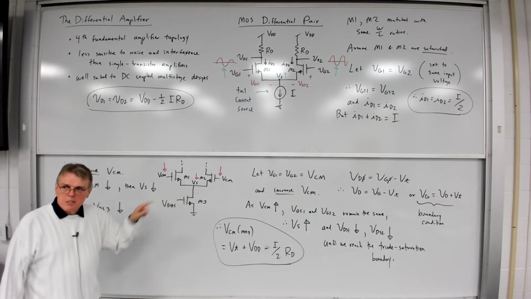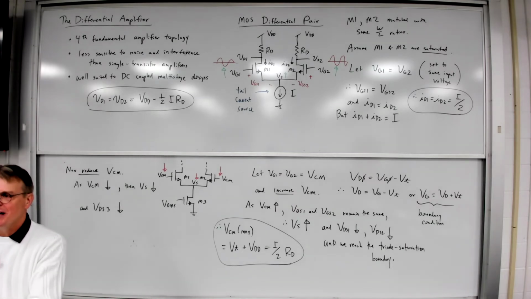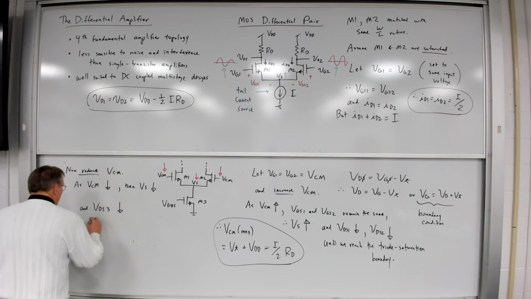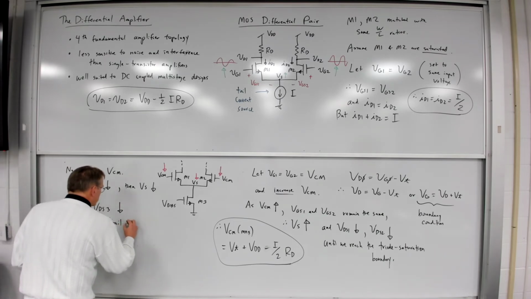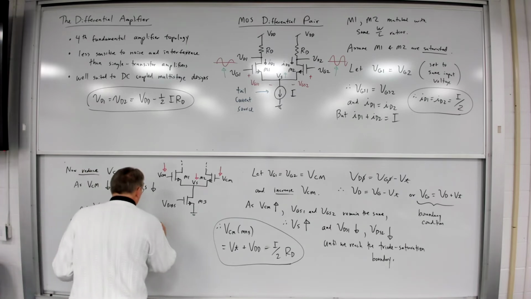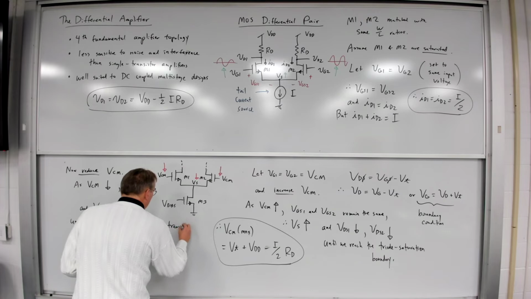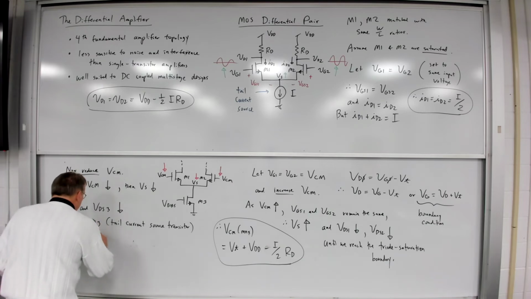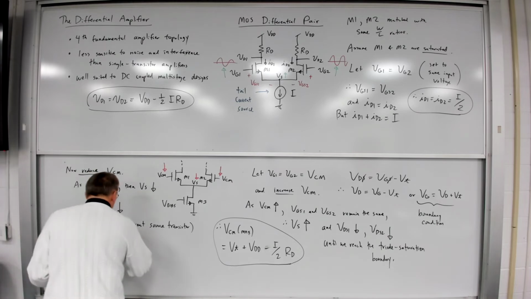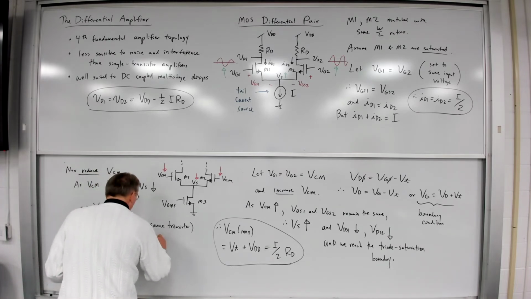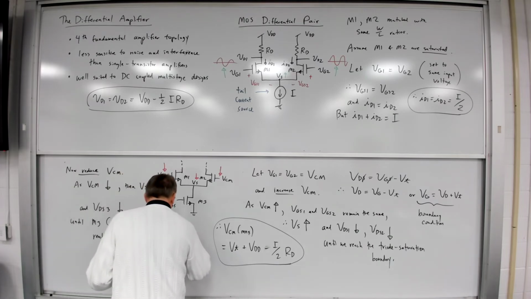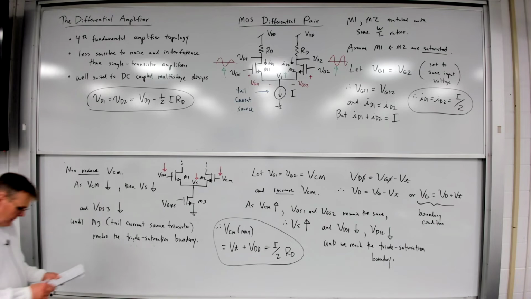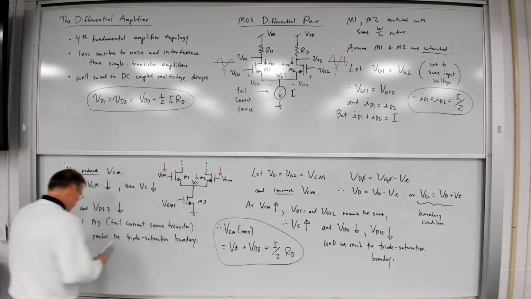Now, I'm assuming that as a current source, this thing has to be saturated. Once again, what's the boundary condition I hit? I hit the triode saturation boundary condition, until M3, which is our tail current source transistor, reaches the triode saturation boundary. Well, when is that going to happen?